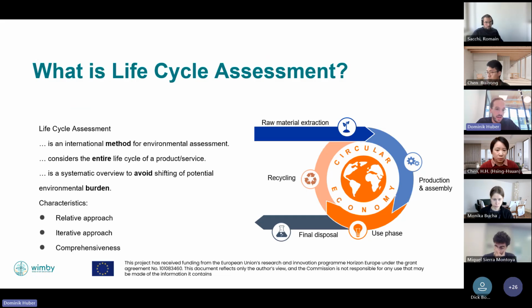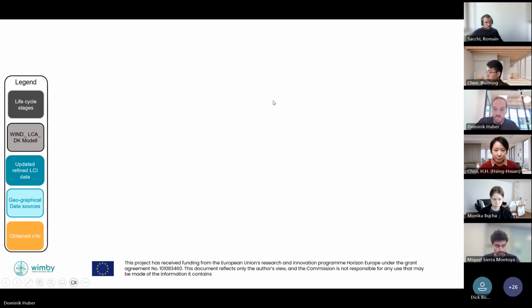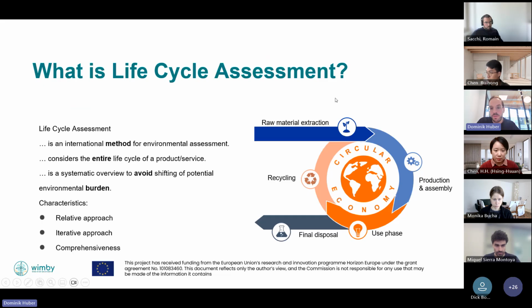So what is life cycle assessment actually about? It's an international method for environmental assessment. It considers an entire life cycle, as presented here on the right side. It goes from raw material extraction over production and assembly to the use stage, and then recycling and final disposal. It is also characterized by providing a systematic overview, with the objective to avoid shifting of environmental burdens from one category to another.